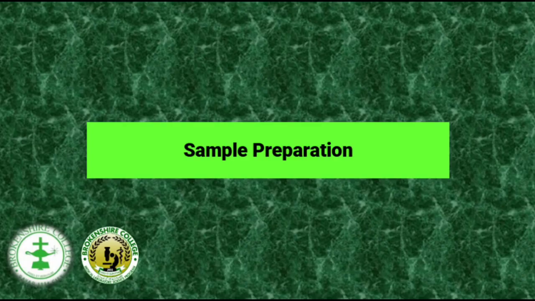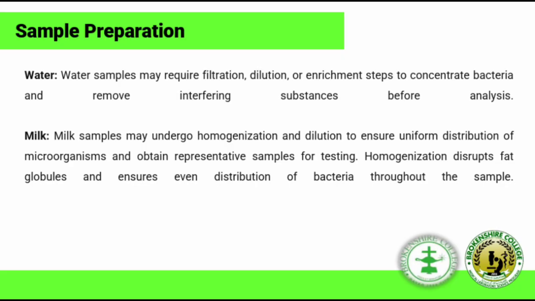Sample preparation. Water samples may require filtration, dilution, or enrichment steps to concentrate bacteria and remove interfering substances before analysis, while milk samples may undergo homogenization and dilution to ensure uniform distribution of microorganisms, and also to obtain representative samples for testing. Homogenization disrupts fat globules and ensures even distribution of bacteria throughout the sample.